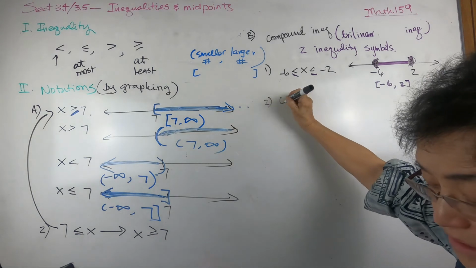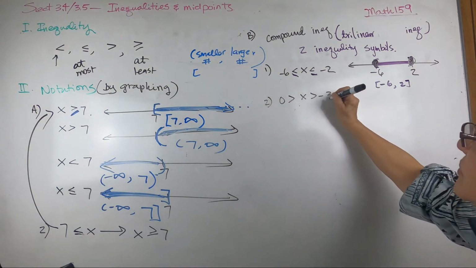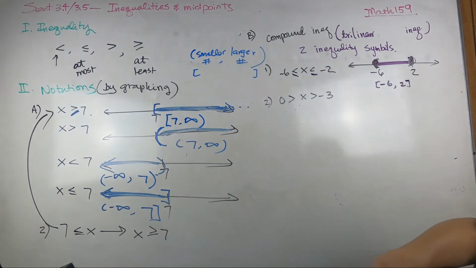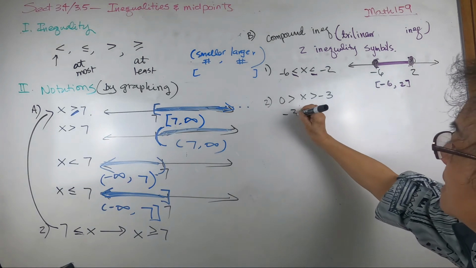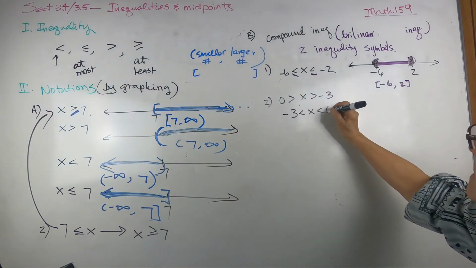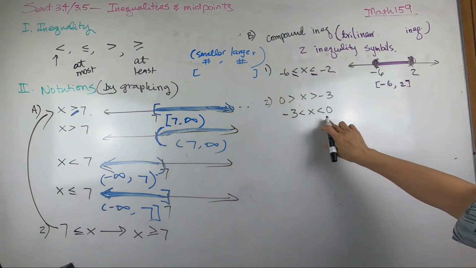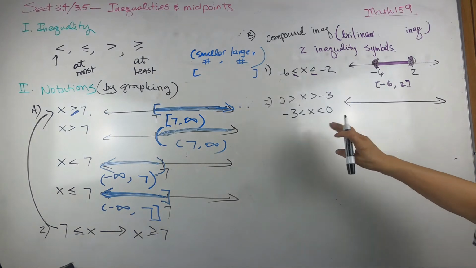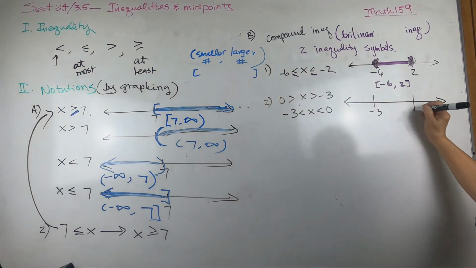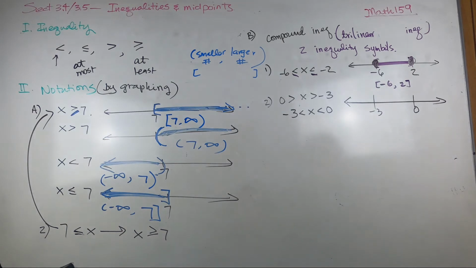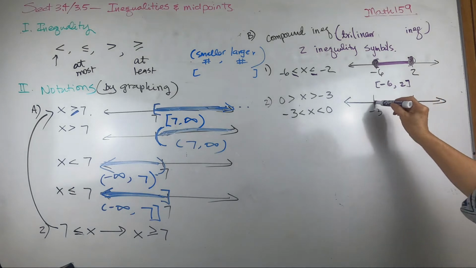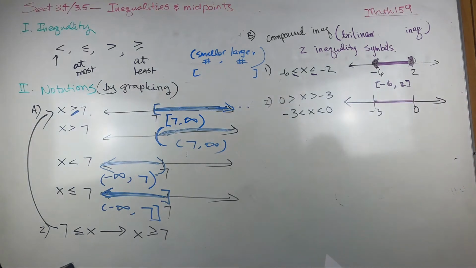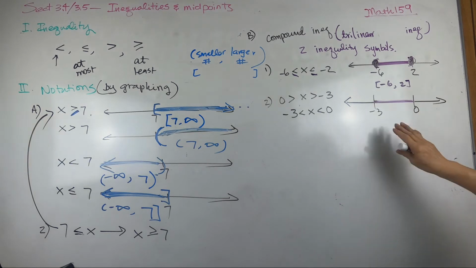Next one, 0 is bigger than x, and x is bigger than -3. Usually we write the smaller number on the left-hand side and the bigger number on the right-hand side. So we write -3 less than x less than 0, because on the number line the smaller number is always on the left. Then if we graph it, it's the things in the middle, and we don't include those points.